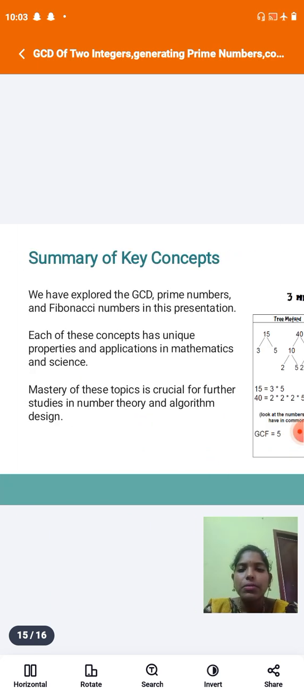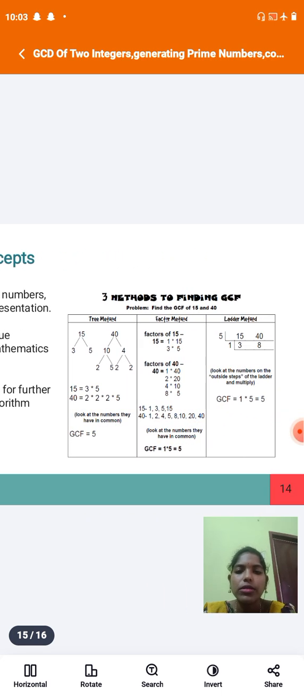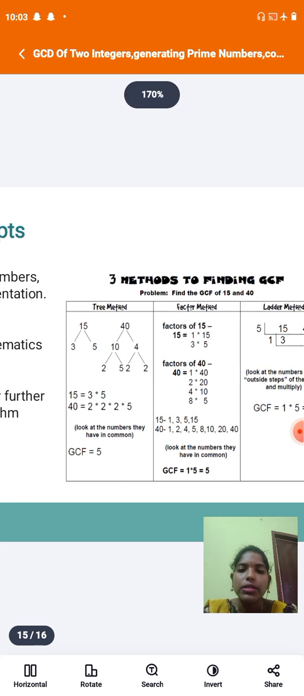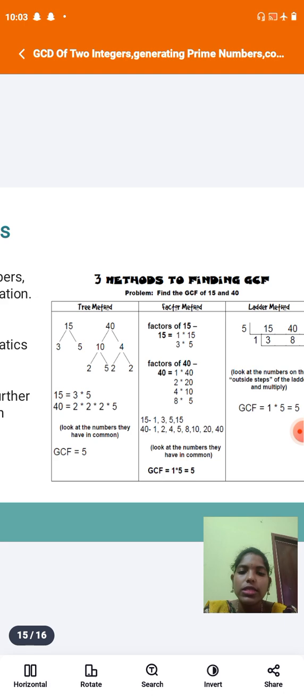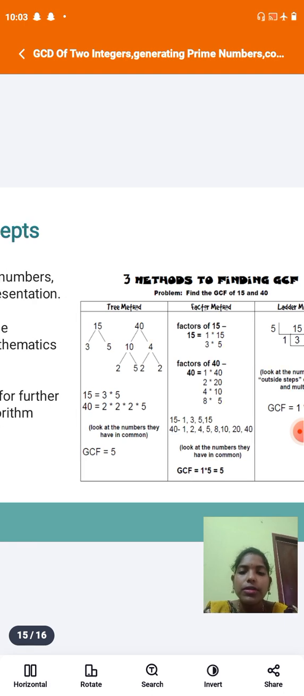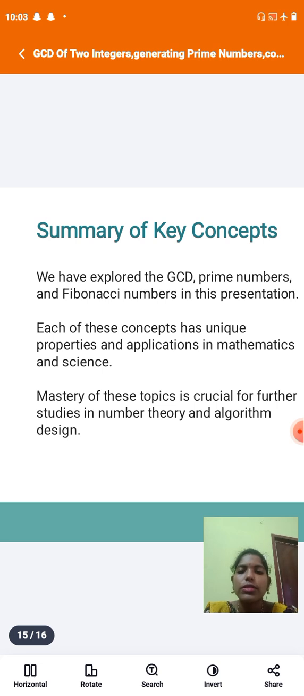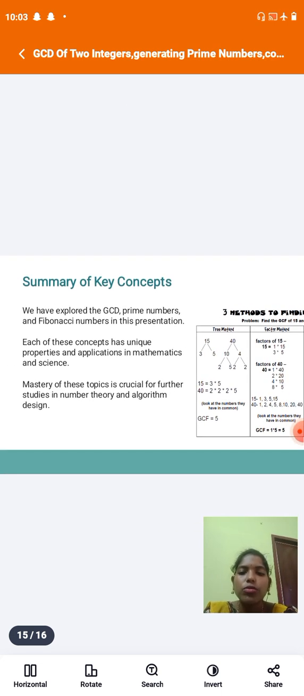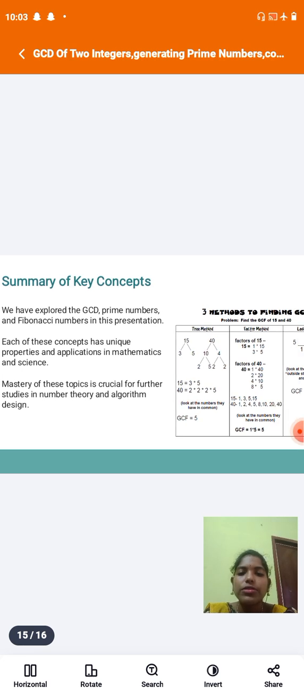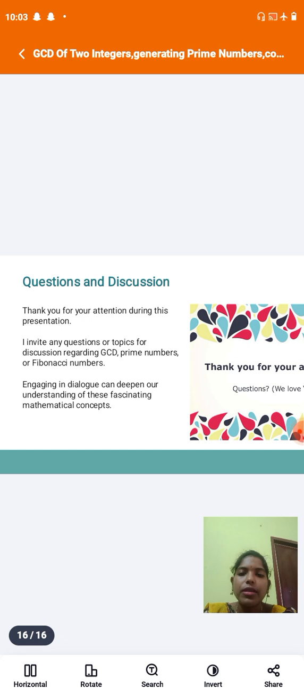Some key concepts: we have explored the GCD, prime numbers and Fibonacci numbers in this presentation. Here we observe the Fibonacci tree method, factorial method, and Euclidean method, as well as GCD, LCM, GCF. Each of these concepts has unique properties in mathematics and science. These topics are crucial for further studies in number theory and algorithm design.